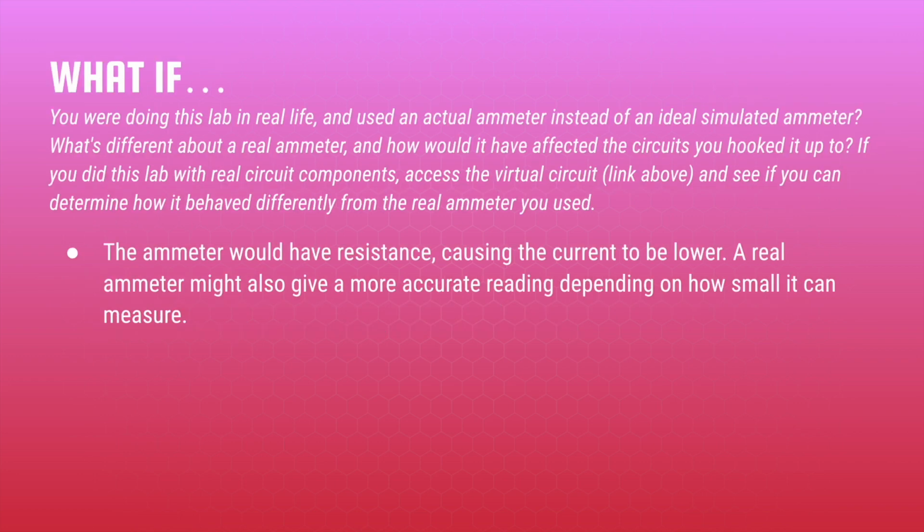What if you were doing this lab in real life and used an actual ammeter instead of an ideal simulated one? And what's different about a real ammeter, and how would it have affected the circuits you hooked it up to? So, the ammeter would have had resistance, and this would have caused the current to be lower. A real ammeter might also give a more accurate reading depending on how small it can measure.